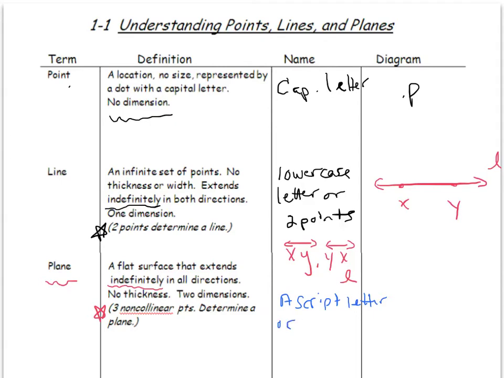Or 3 points. This is our symbol for our plane. It's kind of like a parallelogram. Let's say you have something that looks like this. We got A there, B there, and C there. We could name this plane R, or you could name it plane ABC.